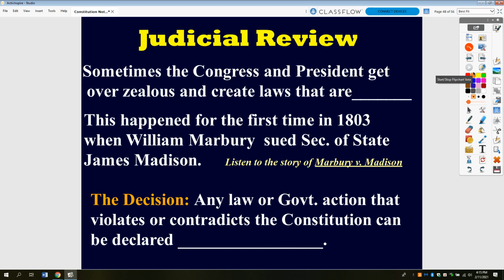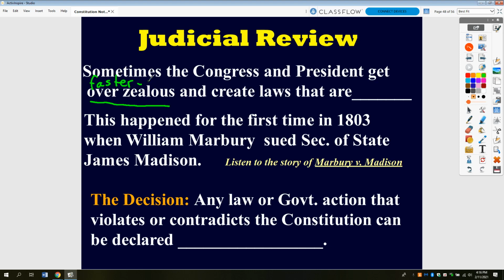Now, the last idea we're going to talk about with regards to the judicial branch is this thing called judicial review. And this is not something that's found in the Constitution. It's kind of important to recognize that. As a matter of fact, how it happened was somewhat controversial at the time. Sometimes the Congress, sometimes the president, they get overzealous. And what does that mean, overzealous? Well, they get impatient. It's not happening fast enough. So they want things to happen faster.